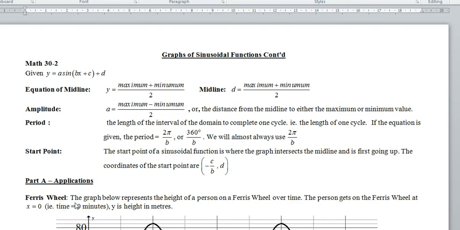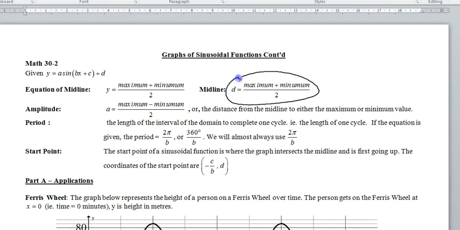So just up at the top, equation of midline. I wrote it down as d equals, really it is y equals, and when we're talking about the midline it's also d equals, right? So the equation of the midline should be y equals. The midline itself is d equals, or the d value itself, right?